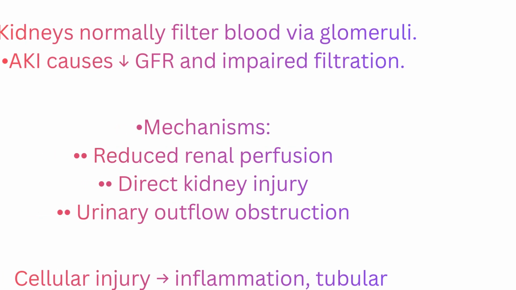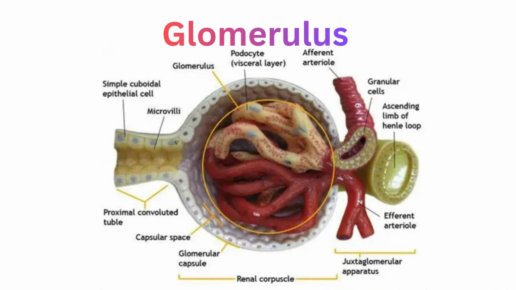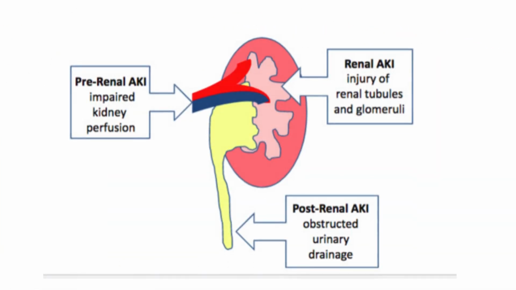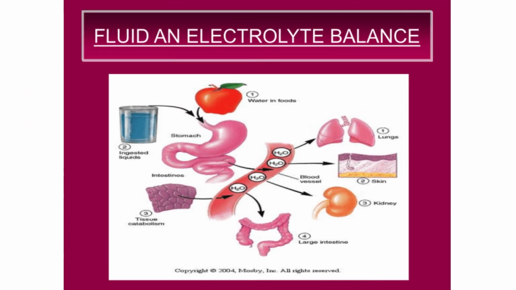So the kidneys maintain homeostasis by filtering blood through the glomeruli and reabsorbing needed substances, as well as excreting waste through urine. In acute renal failure, this process becomes impaired, leading to decreased glomerular filtration rate. Acute kidney injury develops through three primary mechanisms: reduced renal perfusion, direct kidney damage, or urinary outflow obstruction. Regardless of the cause, the end result is impaired filtration, accumulation of nitrogenous wastes such as urea and creatinine, and electrolyte imbalances and fluid overload.